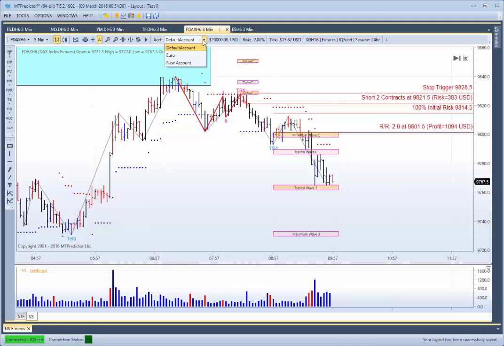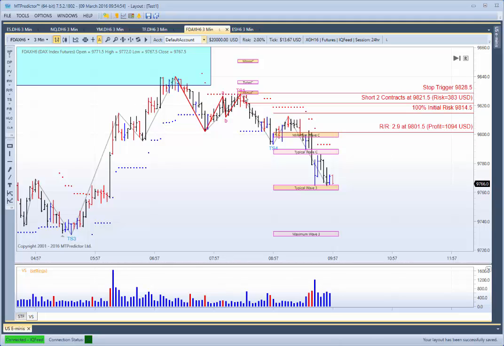So for example, if I'd actually had a euro account, you can see the tick value is in euros there, and that would be the risk in euros. In that particular case it would be a 50,000 euro account. But let's go back to our default account, which is 20,000 US dollars.